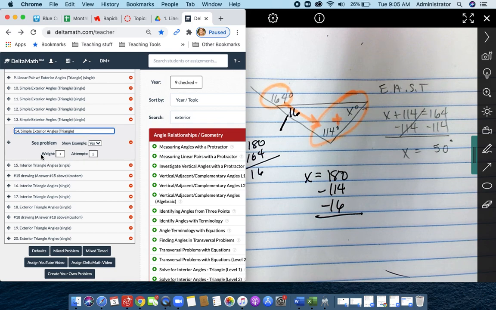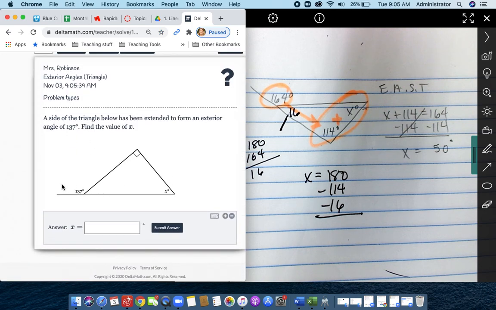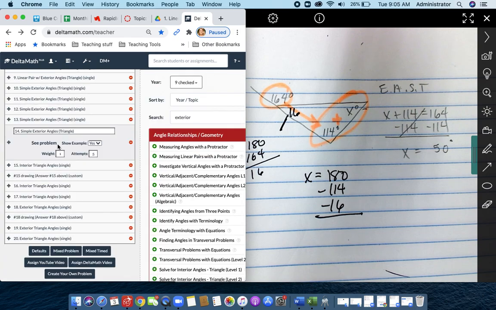14 changes it up a little bit. Or does it? I don't know, I had 14 written down. Just because it's 90 maybe. So 137 equals 90 plus x. And then you'll solve that.